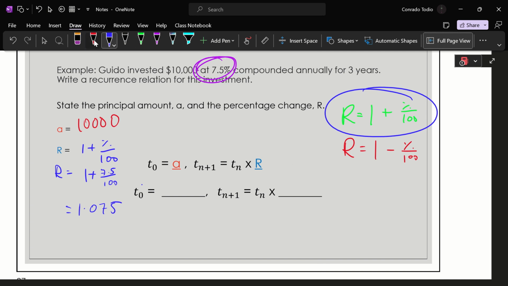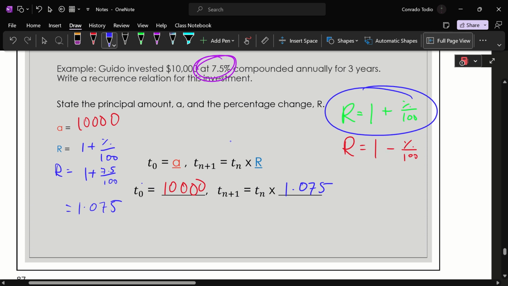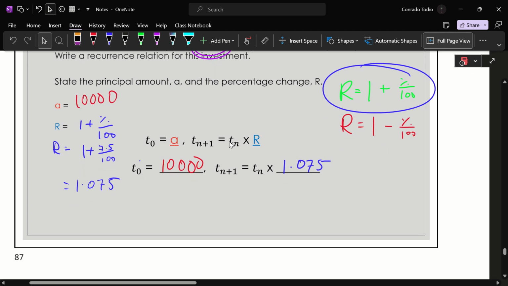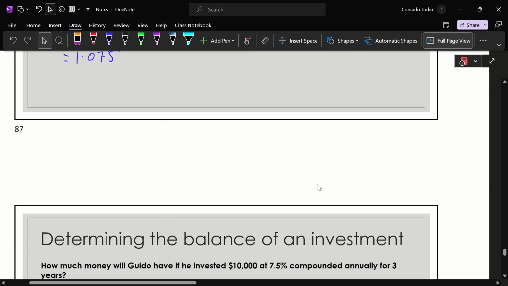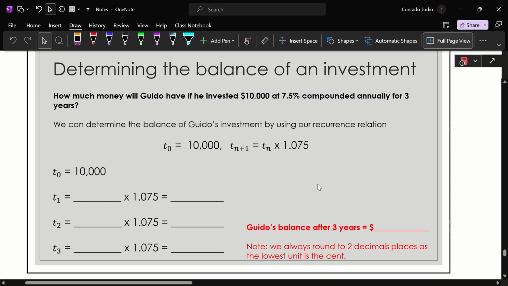So if you put all this together in our recurrence relation, my starting amount is 10,000, and to get the next number, I am multiplying by 1.075. That's it. Easy. That's all you need to do for recurrence relations. And so, Attila, if I was to ask you, how do I get the next three terms? What am I doing? You start at 10,000. And then what are you doing each time to get the next number? Just times it by 1.075 each time. That's it.